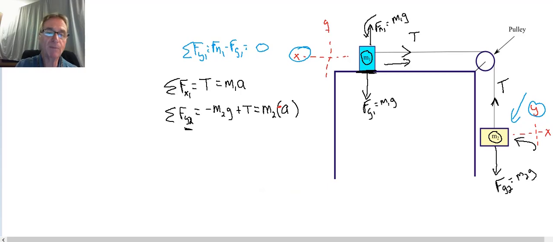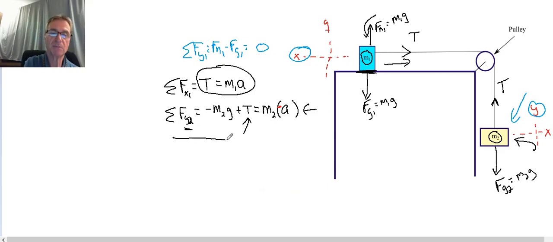So what can we do here? Well, we have T equals m1a up here, and we have negative m2g plus T equals m2 times negative a in our second equation. We can substitute m1a in for T. That's perfectly valid. Or we can multiply the top equation through by negative 1 and then add the two equations. Either one works. They both amount to the same thing. Since I did the adding of equations in the last problem, I'll do the substitution in this problem.